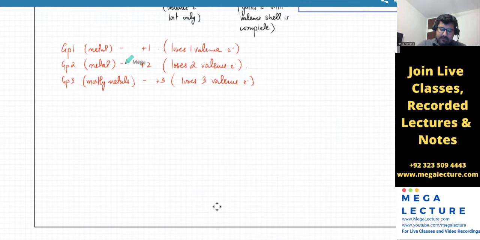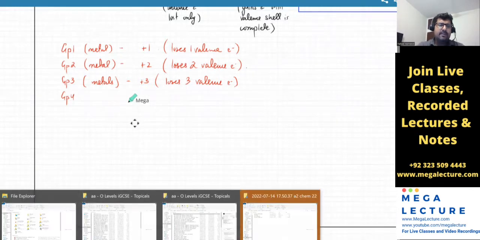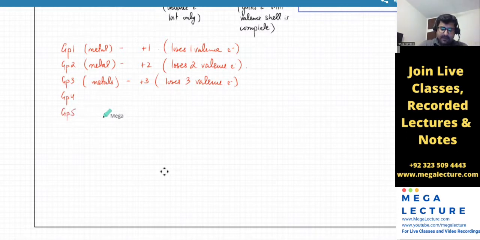Let's just remove this as well. Okay, then so on. You've got group 4. They don't usually form ions, and group 4 is mostly metalloids. They're kind of in between. They're neither metals nor non-metals. They sometimes lose electrons, sometimes gain electrons. I said, remember, in O-levels, you don't have to go into that much detail. You don't have to be very specific. So we'll just stick to what I'm writing over here.